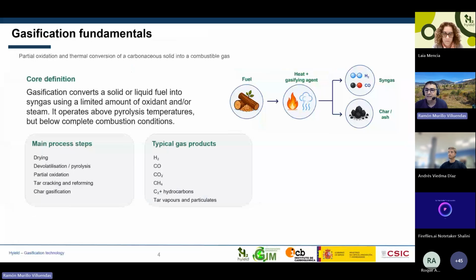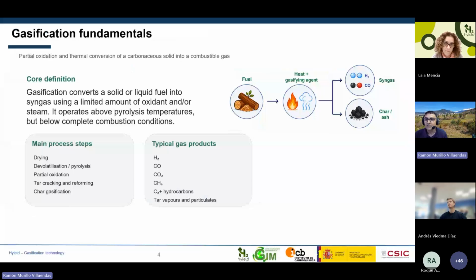This slide focuses on the basic fundamentals of gasification. Gasification is a thermochemical conversion process in which a solid or liquid fuel is transformed into a combustible gas or syngas using a limited amount of oxidant or steam. The key point is that the process does not operate under full combustion conditions, and only part of the fuel is oxidized, and the heat released by these partial oxidation reactions drives the rest of the conversion process.